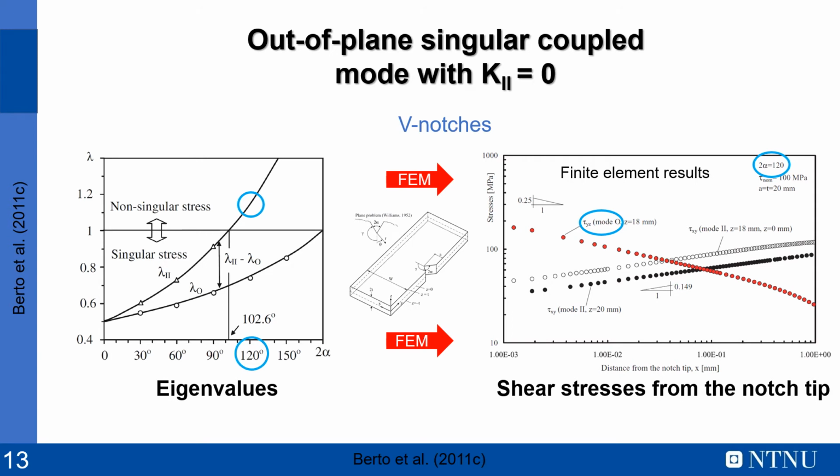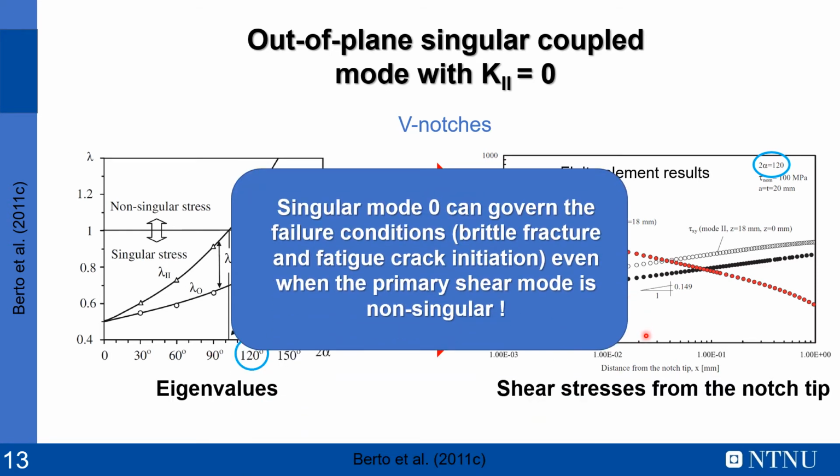By increasing the V-notch opening angle, in this case, for example, reaching a value of 120 degrees, the stress singularity of mode 2, the primary mode, disappears, while the tau yz component remains singular. Therefore, the singular mode 0 can govern the failure conditions even when the primary shear mode is not singular, and this is fundamental for the failure assessment.